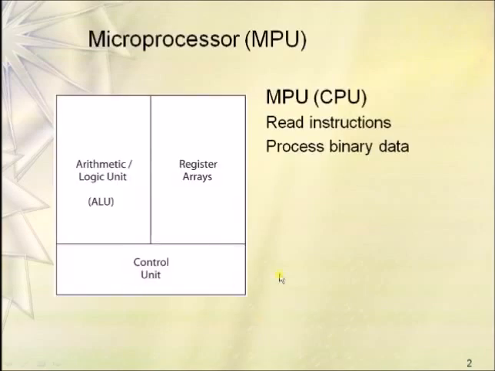Now here, this is the block diagram of a microprocessor. As you can see, there are three major blocks present inside this: one is the arithmetic and logic unit, then the register arrays, and then the control unit. The arithmetic and logic unit is mainly responsible for performing any kind of arithmetic or logical operations like plus, minus, and, or, shift, and these kinds of operations are performed by this ALU.